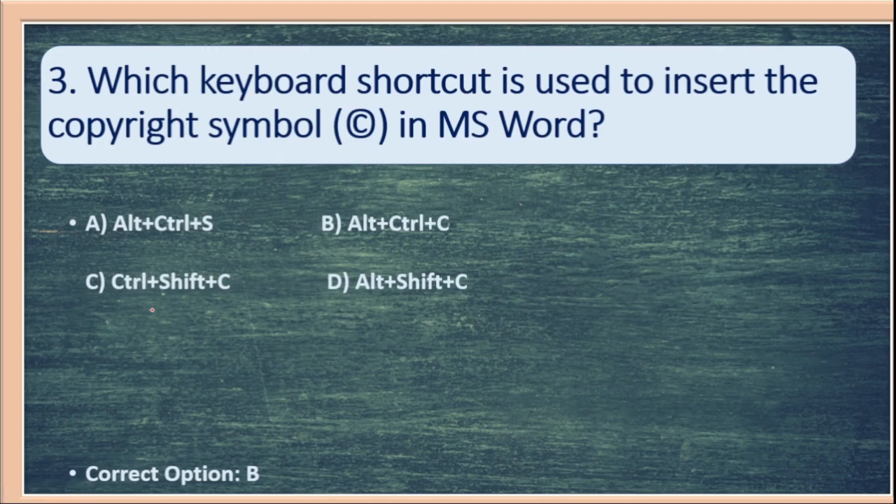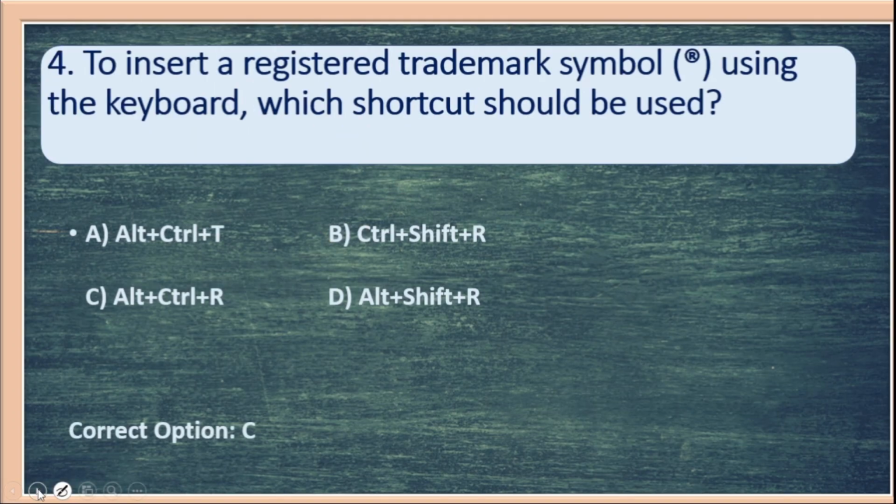Which keyboard shortcut is used to insert the copyright symbol in MS Word? Alt plus Ctrl plus S, Alt plus Ctrl plus C, Ctrl plus Shift plus C, Alt plus Shift plus C. Answer is B. Next question. To insert a registered trademark symbol using the keyboard, which shortcut should be used? Alt plus Ctrl plus T, Ctrl plus Shift plus R, Alt plus Ctrl plus R, Alt plus Shift plus R. Answer is C.